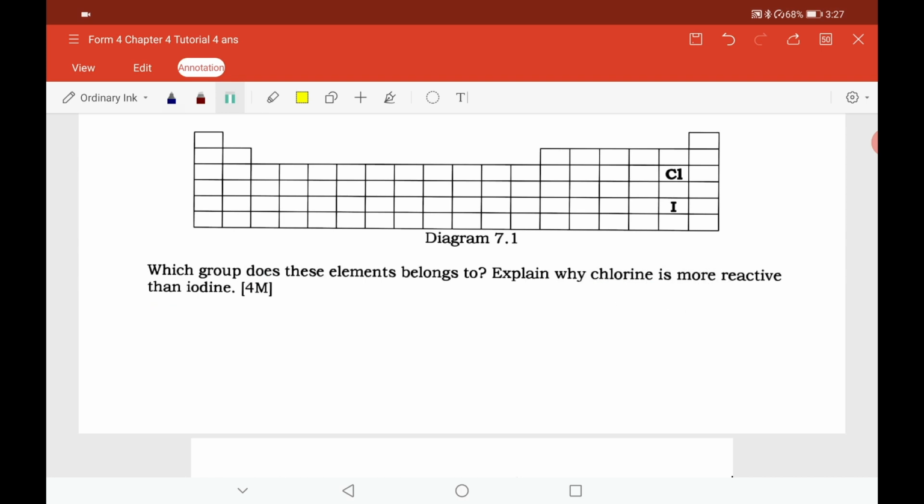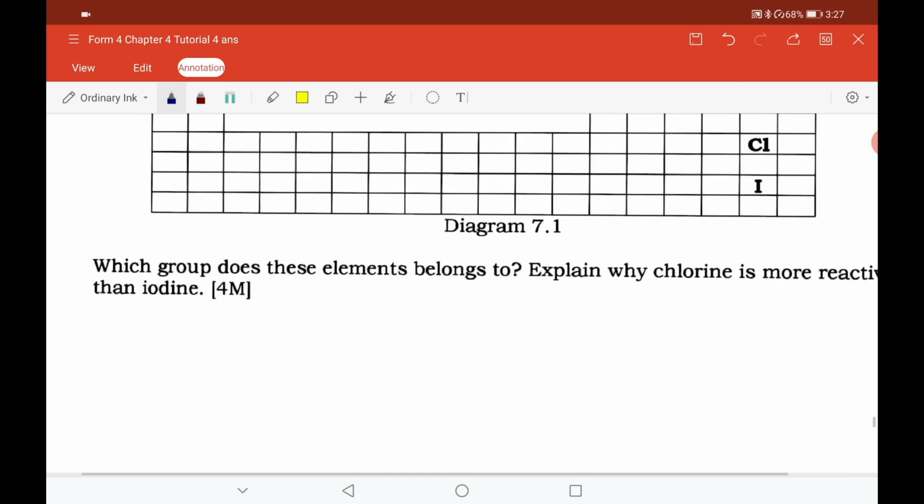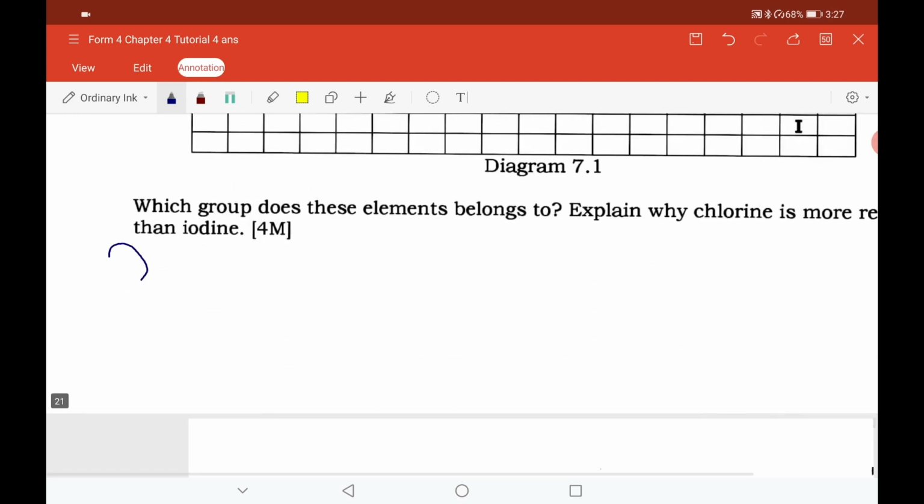When you are given 4 marks, you must write a minimum of 4 points. Let's see how to answer it. Point number 1.